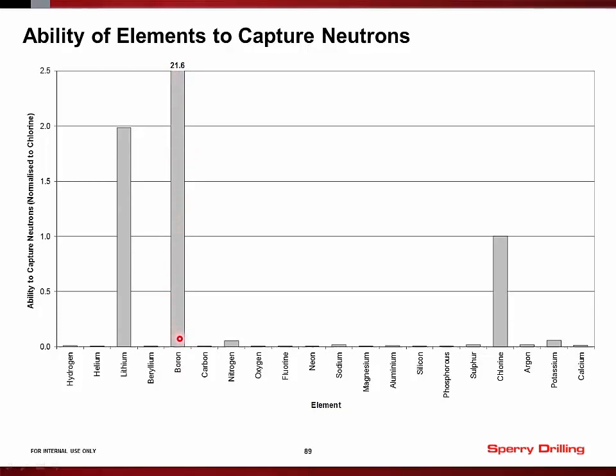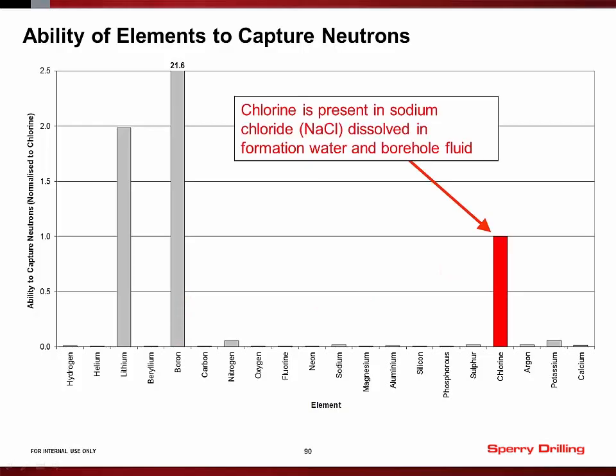That material is used in nuclear reactors to slow down nuclear reactions. In the downhole environment, it's all about the chlorine. Chlorine is present in sodium chloride, it's in the formation water, it's in the borehole fluids. And that is the main element that's going to have an impact on our neutron count downhole.